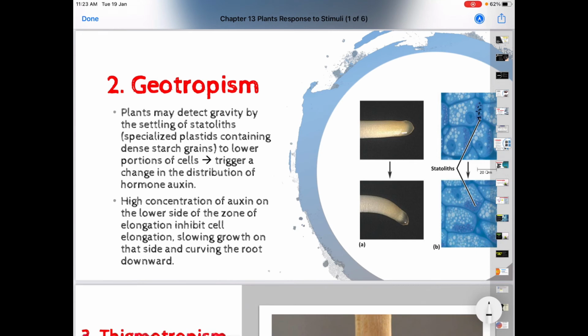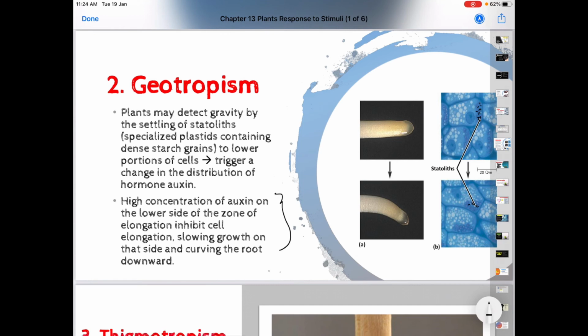So this is the structure of the statolith in the plant cell. This is a plant cell because it has a cell wall. This is the statolith, a specialized plastid which contains starch grains, settling to the lower portion of the cells. It triggers a change in the distribution of the hormone auxin. A high concentration of auxin on the lower side of the zone of elongation inhibits cell elongation, slowing growth on that side and curving the root downward.